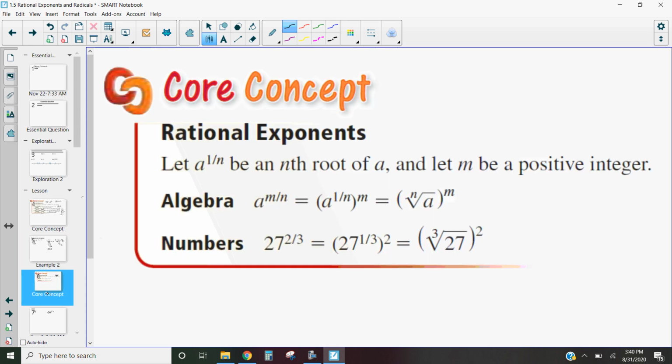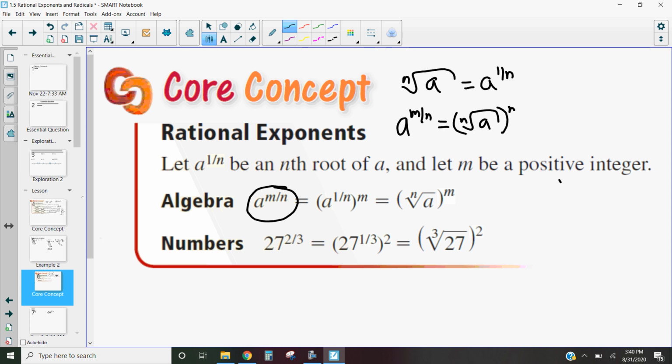Now, looking at those rational exponents, we know the nth root of a is the same as a to the 1/n. Now that's great. But we also can look at these rational exponents where it's more than just a to the 1/nth. We can look at a to the m/n, and that's actually the same as saying the nth root of a to the power of m. We could also write it as the nth root of a, to the power of m, where m's on the inside of our radical. However, we're not really going to use this method in class. This is the one we want to use.